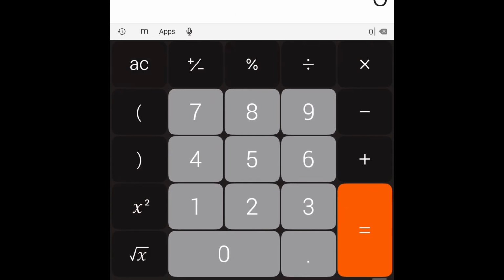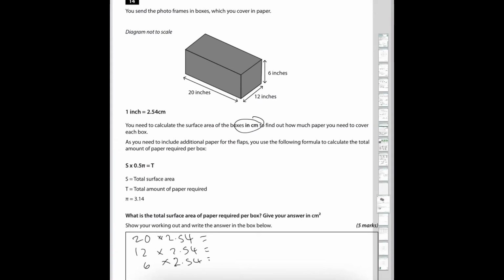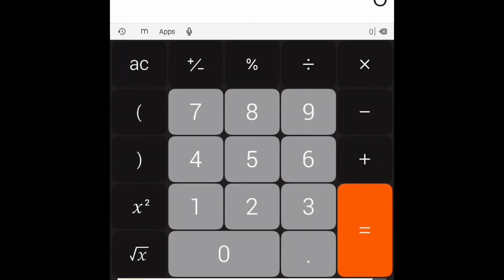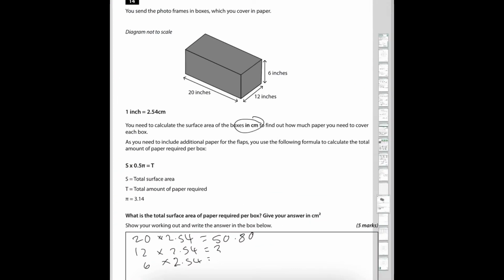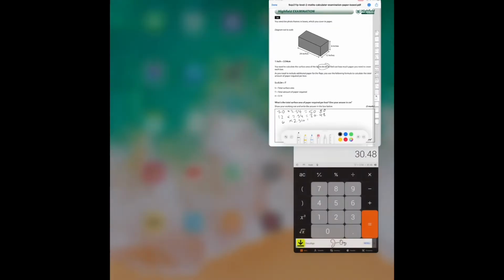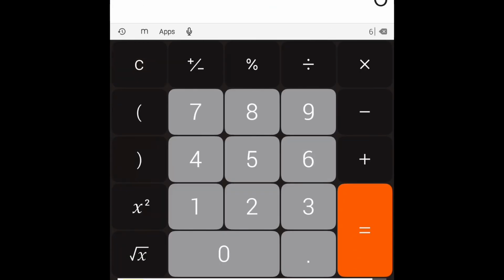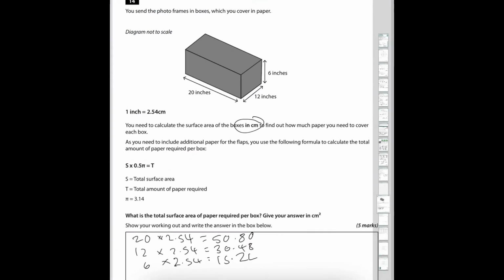So 20 times 2.54 is 50.8. 12 by 2.54 is 30.48. And 6 by 2.54 is 15.24. Okay, so that's those three measurements put into centimetres. That's the first bit. As you need to include additional paper for the flaps, you use the following formula to calculate the amount of paper required.